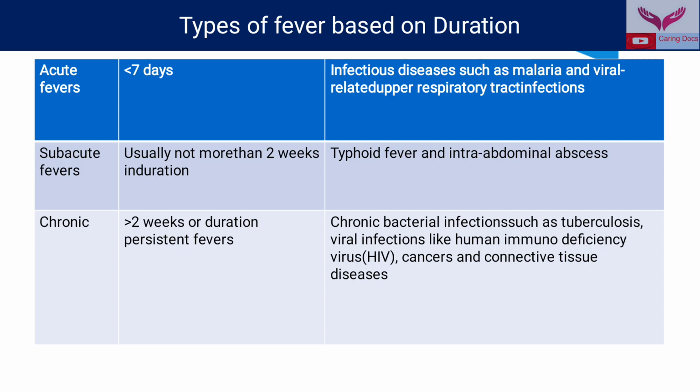Then subacute fever is usually fever whose duration is less than 2 weeks, and it is seen in typhoid fever and intra-abdominal abscesses. Chronic fever is where the duration of the fever is more than 2 weeks. It is seen in chronic bacterial infections such as tuberculosis, viral infections like HIV, cancers, and connective tissue disorders.